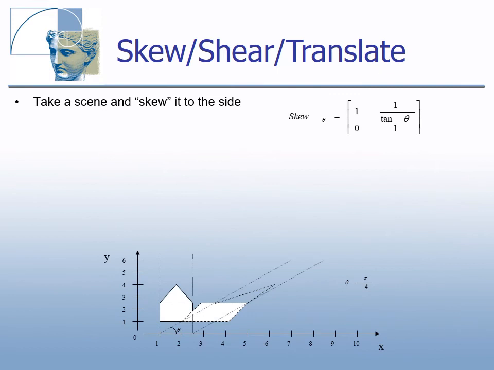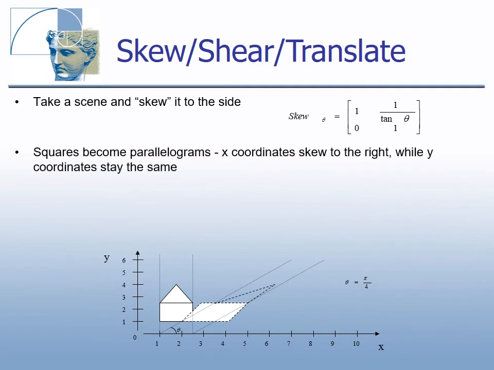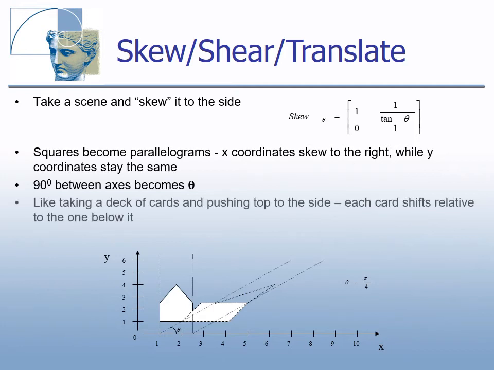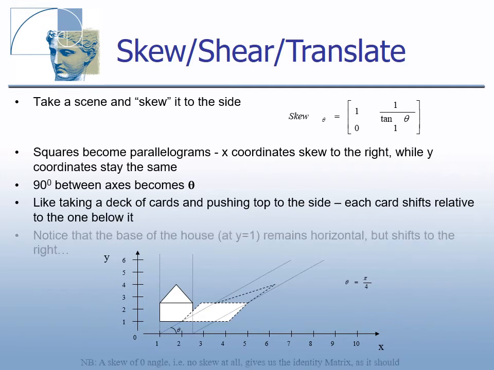For example, the shear operation can skew an object to its side as shown in the picture. Squares become parallelograms. X-coordinates skew to the right, while y-coordinates stay the same. The result looks like taking a deck of cards and pushing the top to the side. Each card shifts relative to the one below it. Notice that the base of the house at y equals 1 remains horizontal, but shifts to the right.